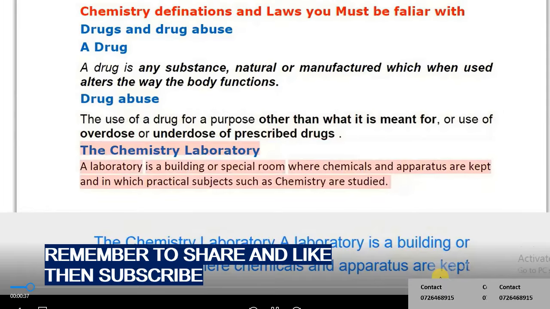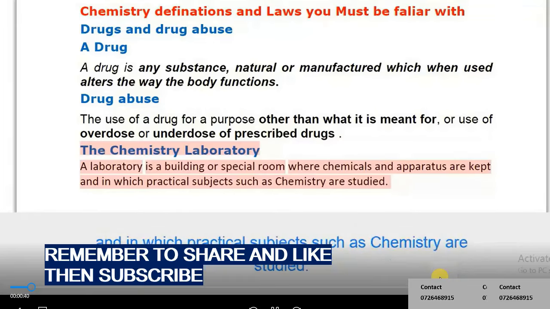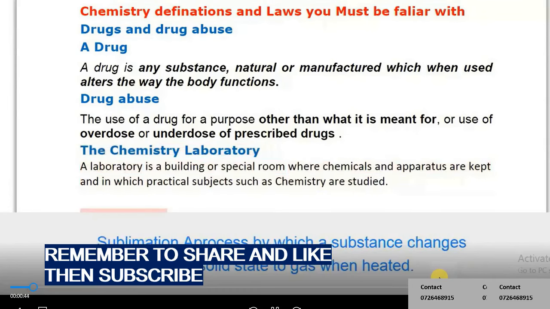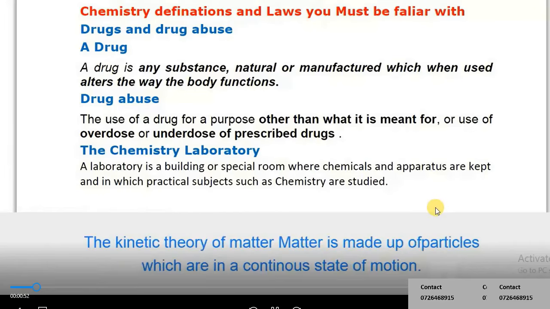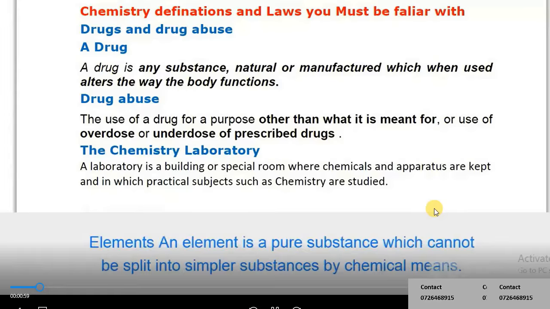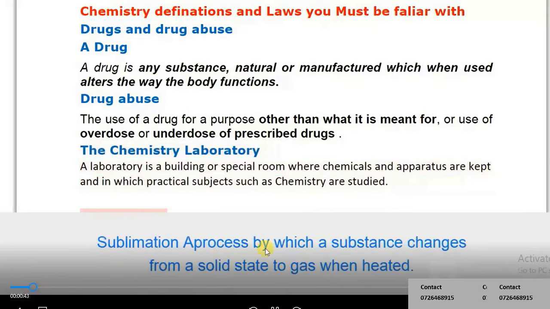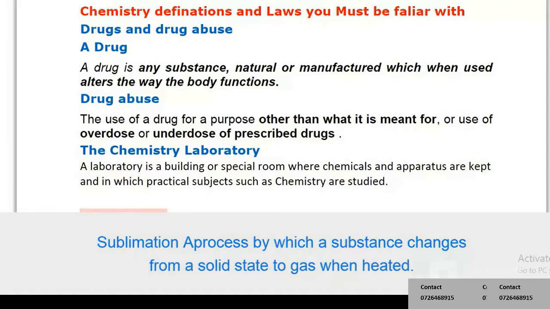A laboratory. A laboratory is a building or special room where chemicals and apparatus are kept and in which practical subjects such as chemistry are studied. Sublimation is a process by which a substance changes from a solid state to a gas state when heated.